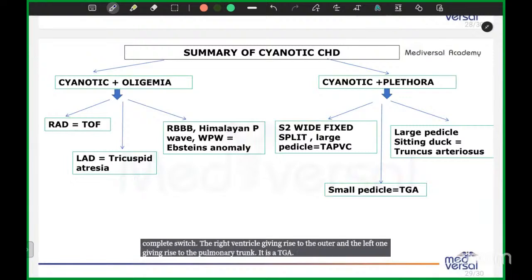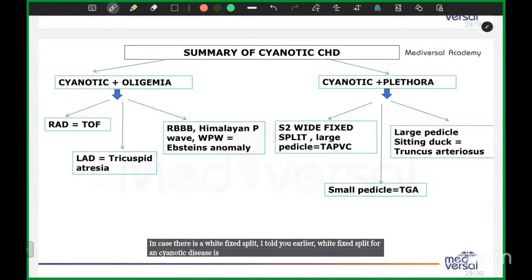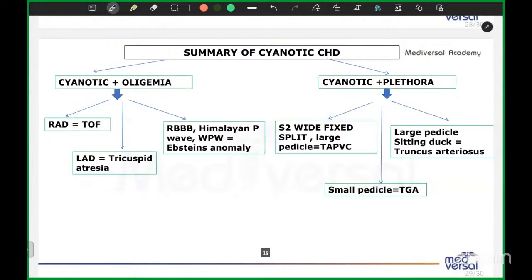It is a TGA. In case there is a wide fixed split, I told you earlier, wide fixed split for an acyanotic disease is something that you will be seeing with ASD.